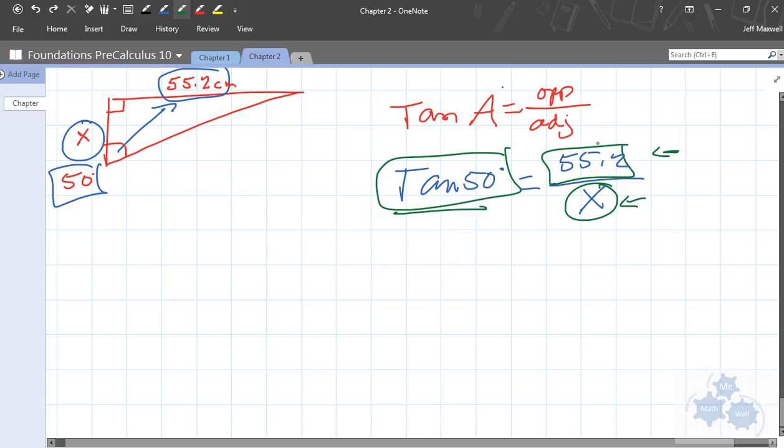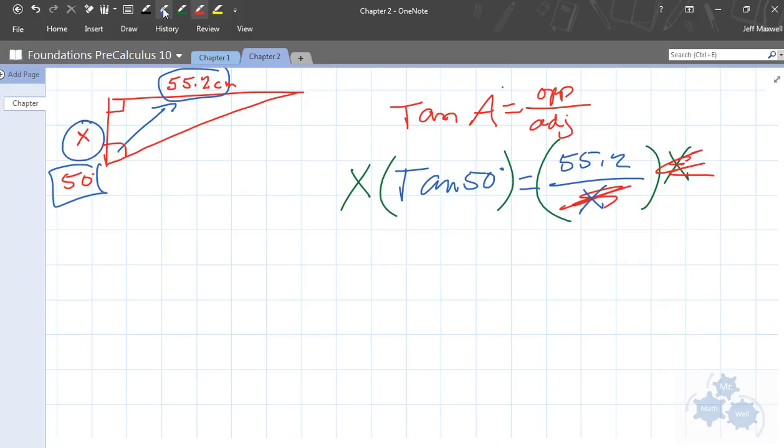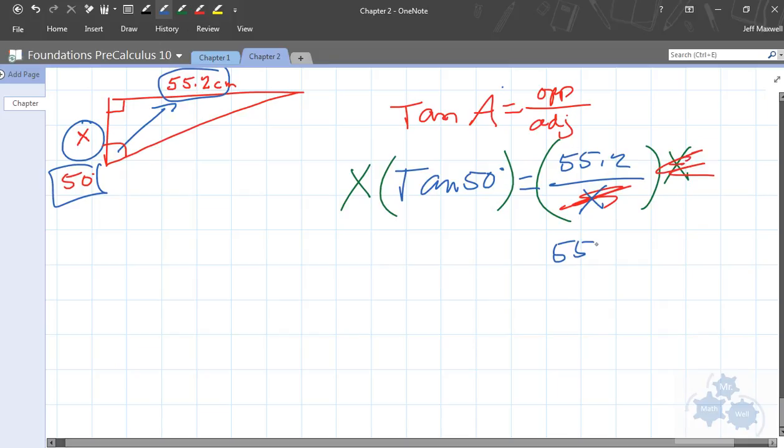How do I get x out of the denominator here? Multiply both sides by x. Yes. So how does that work, Mr. Maxwell? Well, this x and this x are gone. They divide out. So on this side, what you have is 55.2. And on this side, you have x times tan of 50.